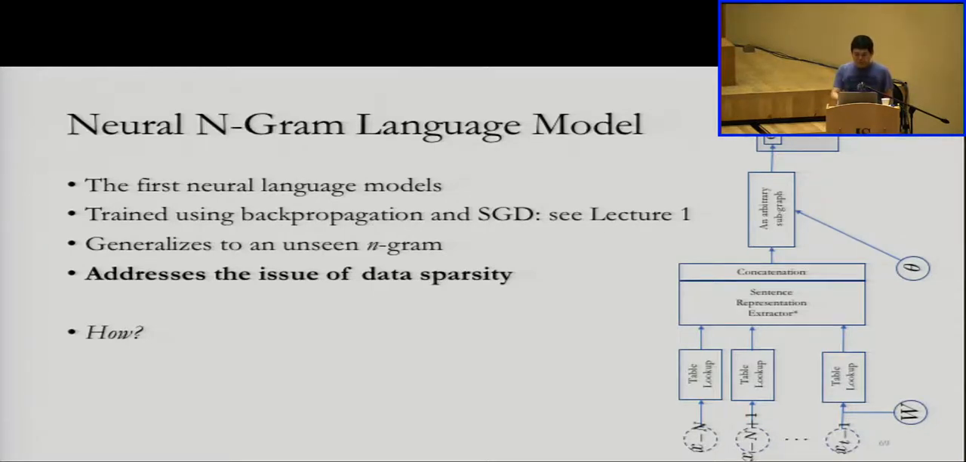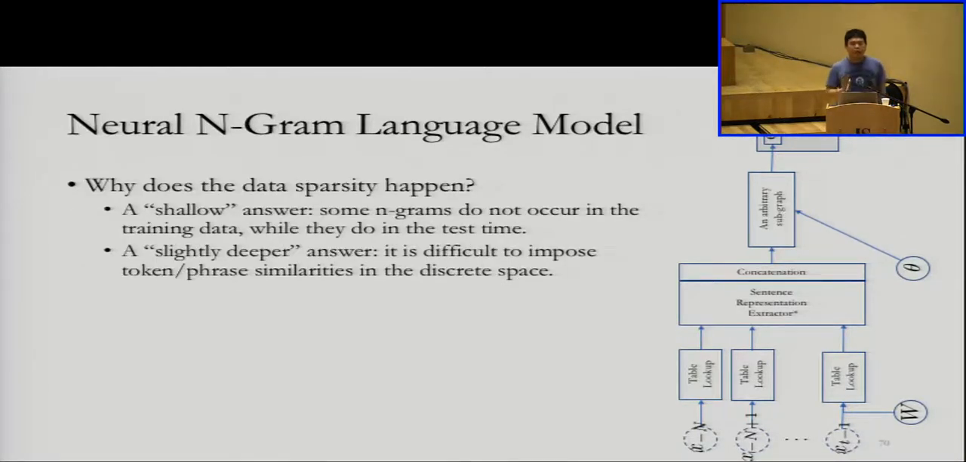Now, how does it do it? Let's think about why data sparsity happens. A shallow answer is that some n-grams just do not occur in the training set at all, while they do at test time. That's the problem, right? A slightly deeper answer is that it is difficult to impose some kind of token or phrase similarities in the discrete space. When you have those integer indices that are all, let's say, independent from each other, it is not easy to define the similarities between them. First of all, it's a discrete space, and we actually don't know that much about the similarity of text, right?